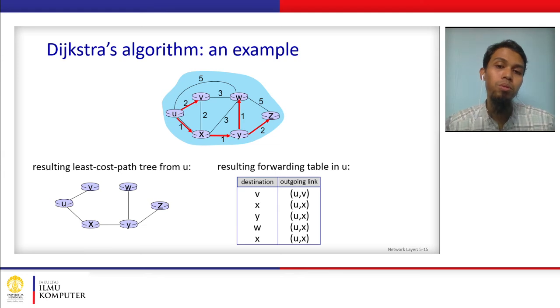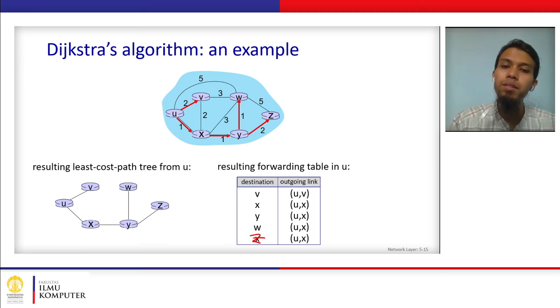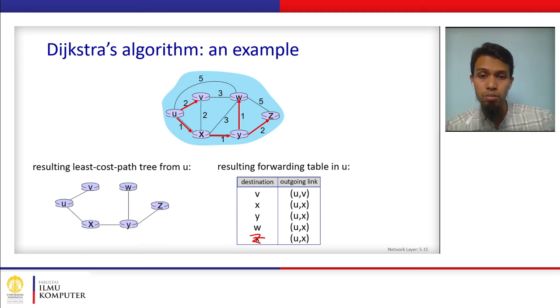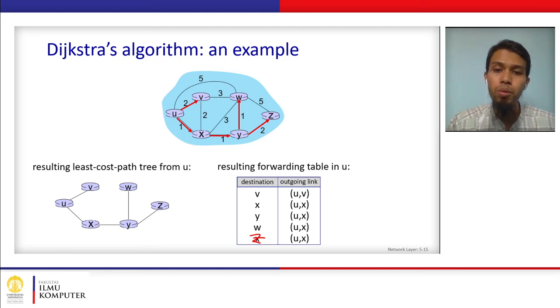And if we have to create a local forwarding table, then the forwarding table will be from U to all the other destinations V, X, Y, W, and sorry, it should be Z. It's a typo here. Okay, so from U to V, it will be forwarded directly to V, and from U to X, it's directly to X, and then to Y, W, and Z, all the packets will be forwarded through X.